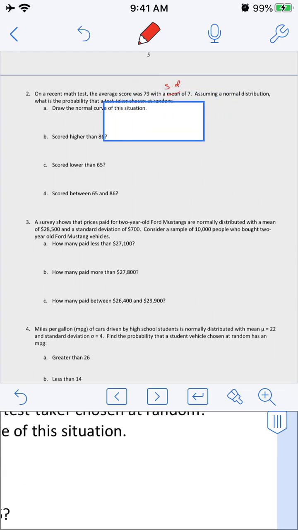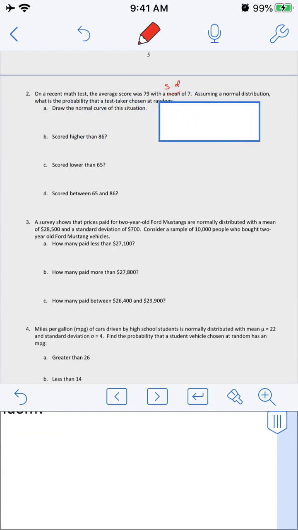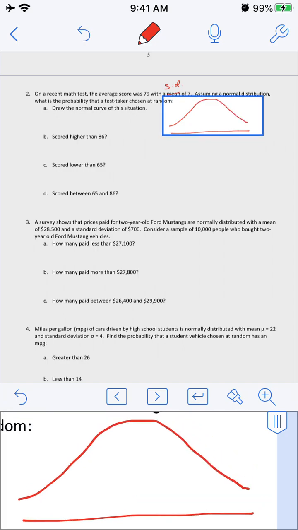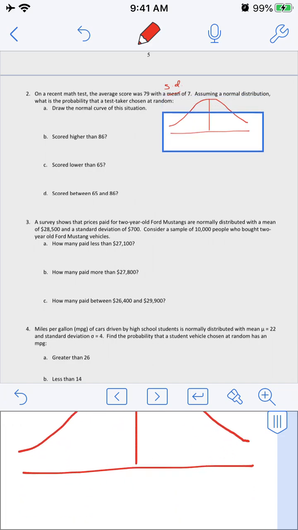Okay, so what is the probability? We need to draw the normal curve. Let's do it over here so we have some room. Remember, we want to leave kind of a space on the bottom so we can fill in that mean and the standard deviations. Let's go ahead and draw the normal curve. Okay, mean, 79, goes right in the middle.